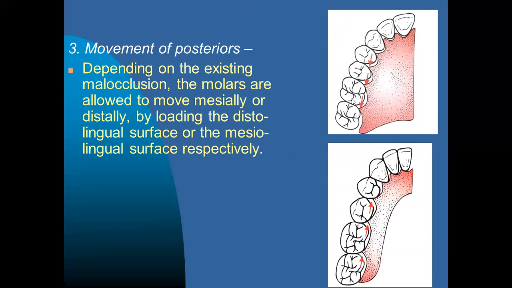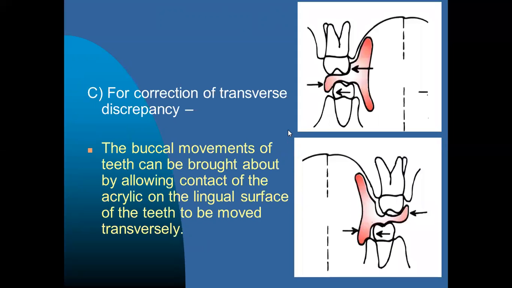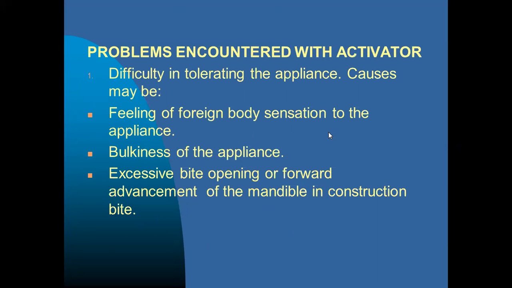And for movement of the posteriors, depending on the existing malocclusion, the molars are allowed to move mesially or distally by loading the distal lingual surface or the mesiolingual surface respectively. You can see the trimming is done to permit mesial or distal movement accordingly. And for correction of the transverse discrepancy, the buccal movements of the teeth can be brought about by allowing contact of the acrylic on the lingual surface of the teeth to be moved transversely. You can see by placing more acrylic and allowing it to touch the lingual surface, you get a transverse movement.